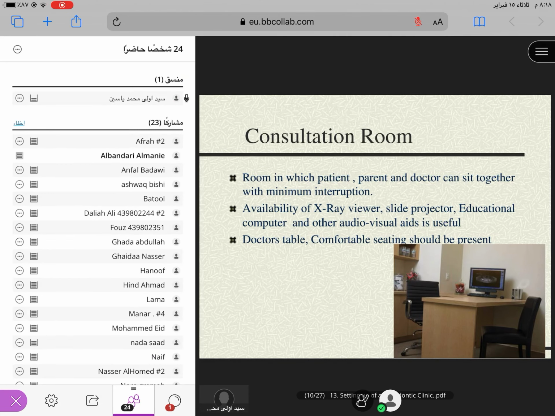The next, after the waiting area, is the consultation room. The consultation room is the area where the patient, the parent, and the doctor can sit together with minimum interruption. You can discuss the treatment plan. You will have an X-ray viewer here, a slide projector, an educational computer, as well as other useful audiovisual aids. Comfortable seating for the doctor should be present.